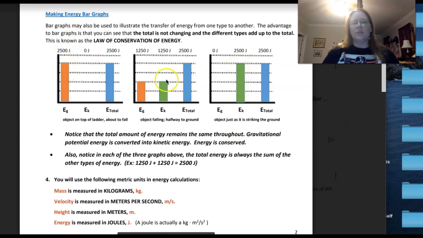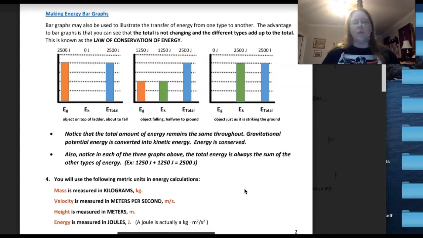So just notice that this is how we represent energy changes. It's how we take an object doing something and we transform it into a model. Notice that the total amount of energy remains the same throughout. Gravitational potential energy is converted into kinetic. Energy is conserved. Okay, just like we said, law of conservation of energy says, hey, can't lose it.